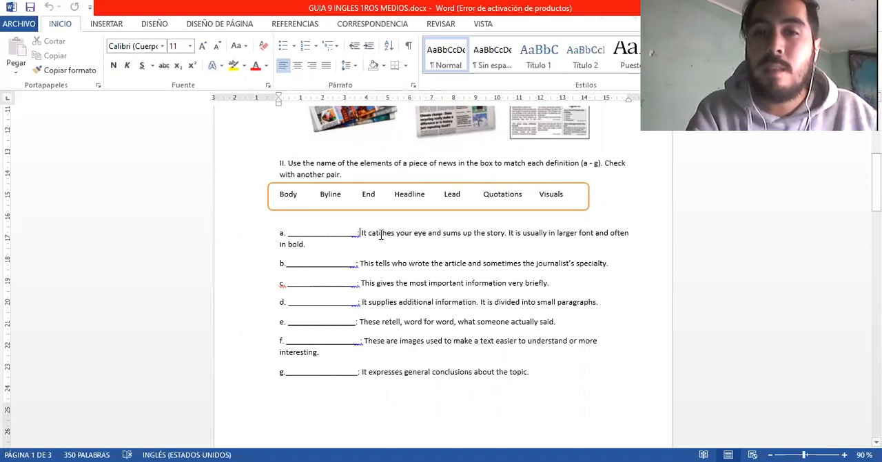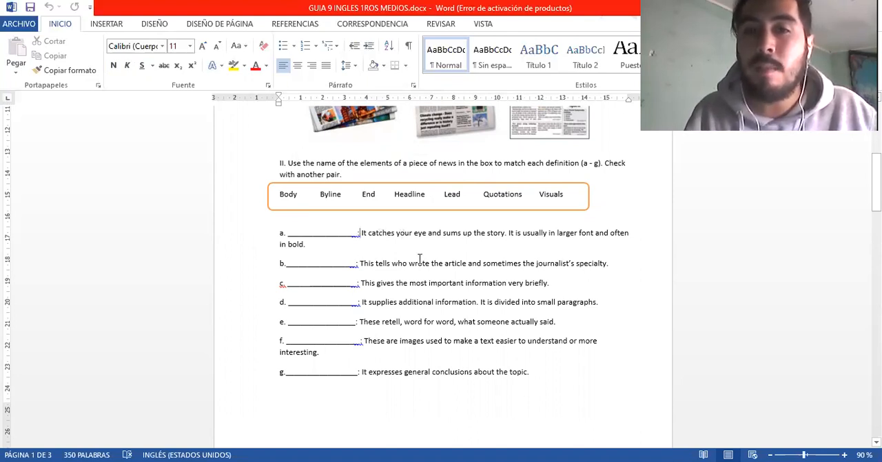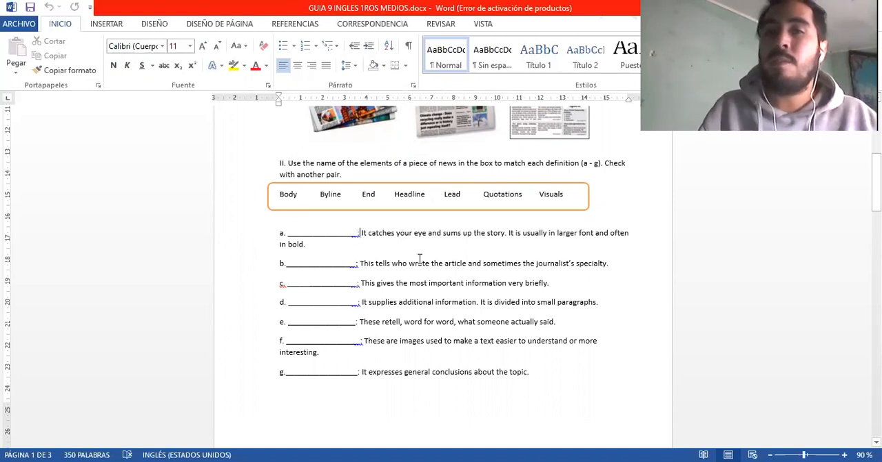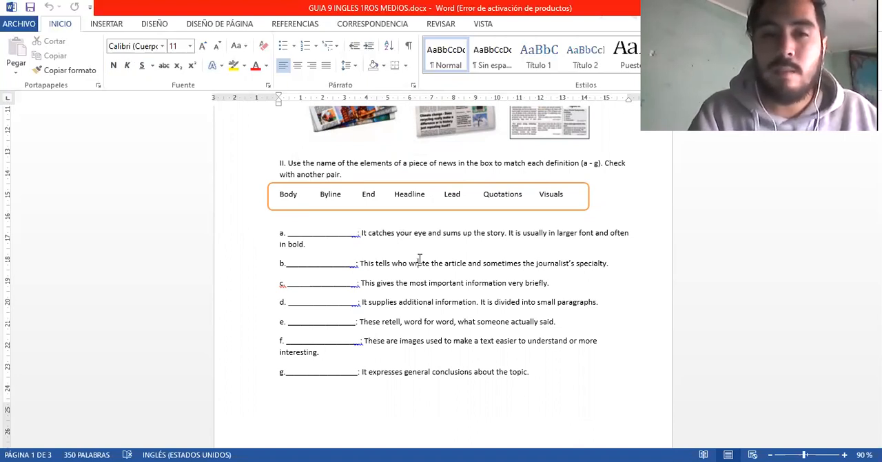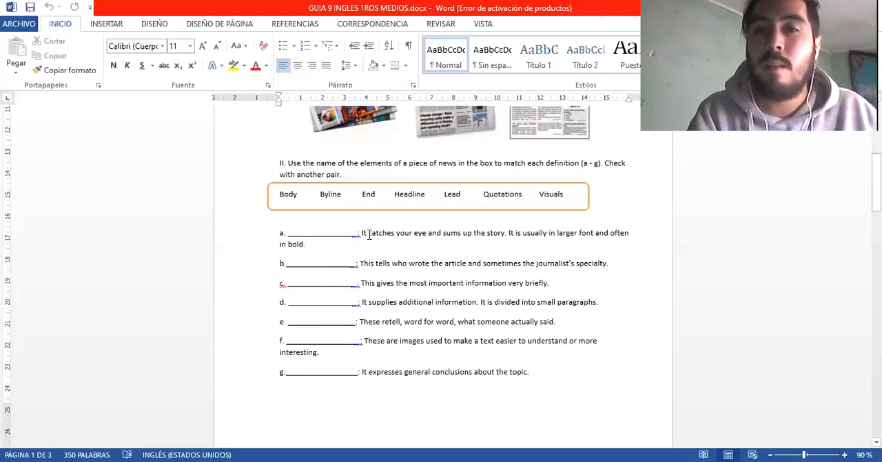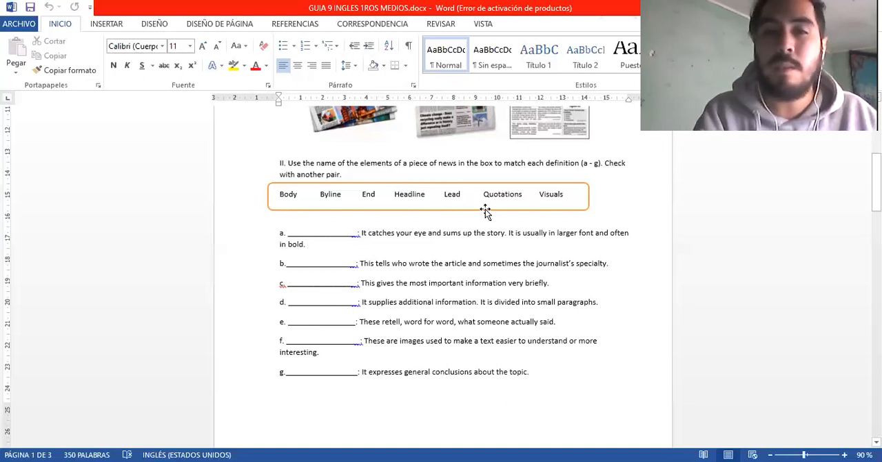It catches your eye and sums up the story. It's usually in larger font and often in bold. So you say, what are these words? What is the best word for this definition? Okay: body, byline, end, headline, lead, quotation, or visual.